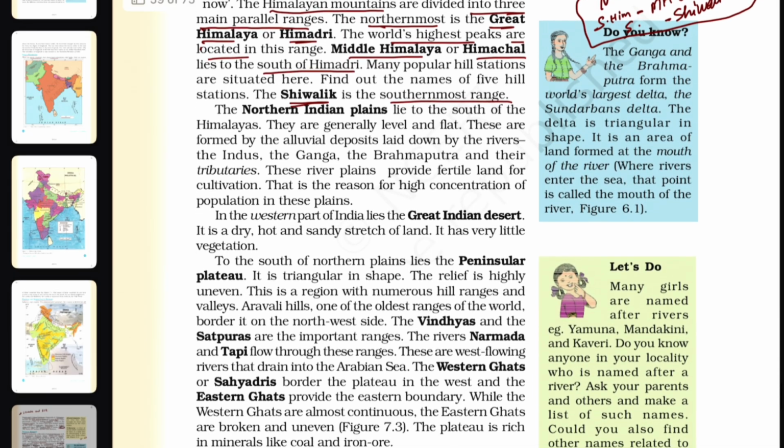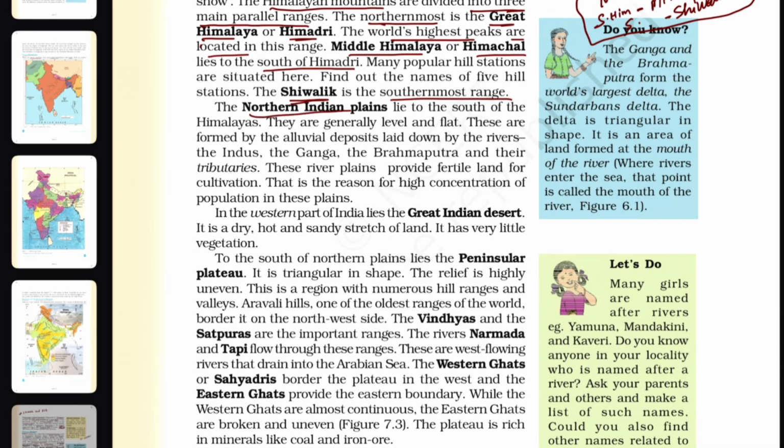Then comes our northern plains. They lie to the south of the Himalayas. They are generally level and flat. These are formed by alluvial deposits laid down by the rivers Indus, Ganga, and Brahmaputra, and their tributaries as well. These river plains provide fertile land for cultivation. That is why there is a high concentration of population in these plains. Okay, so in the northern plains, the river deposition of Indus, Ganga, and Brahmaputra forms a huge fertile land which is suitable for human habitat, and because of this fertile land there is a high concentration of population.